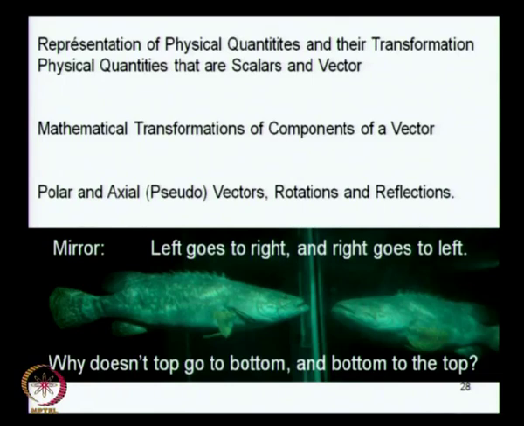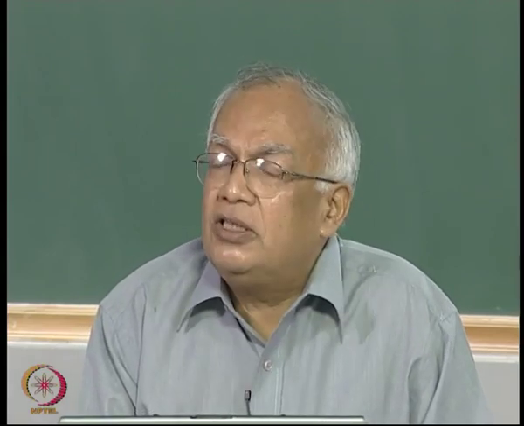And when we deal with these questions in precise terms, we get the correct definitions of what a scalar is and what a vector is. We can ask this question: when you look at a reflection, why is it that the left goes to the right and the right goes to the left, but not the top to the bottom and the bottom to the top? Now, it is important to understand the answer to this question. It looks like a very simple question, but the answer is very telling. And one learns a lot by discovering these laws of rotations and reflections, and they introduce us to the correct definitions of a vector and a scalar and so on.